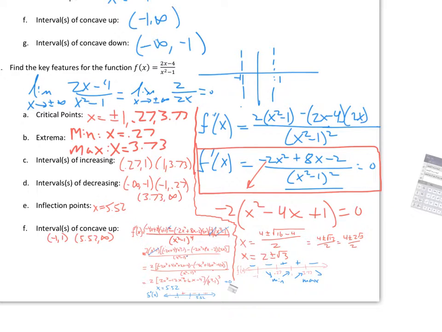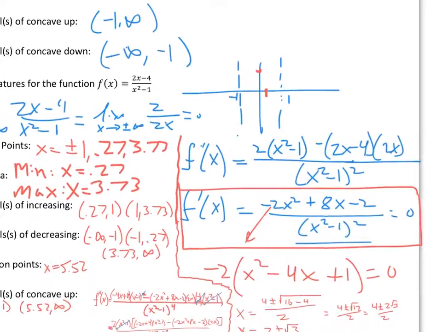Let's look at our graph here, okay? Over here, we know we've got these asymptotes. We know we have a minimum at 0.27. If I find a y-intercept, plug in 0, I get -4 over -1. That's up here at 4 somewhere, wherever that's at, okay? And then I know at 0.27, right about over here. Okay, let's zoom in a bit here.